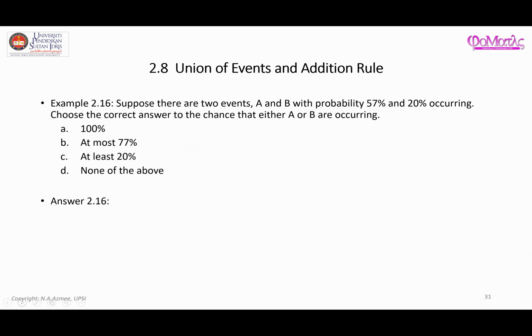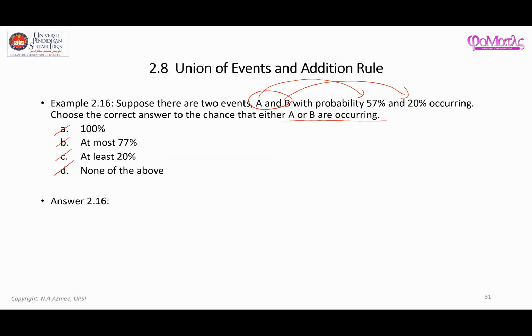Okay, all right, now let's look at this question here. Suppose there are two events, A and B, with the probability of A occurring is 57% and B occurring at 20%. So choose the correct answer to the chance that either A or B are occurring. So is it A, B, C or D? So this is the multiple choice question, and maybe this is the part where you want to pause the video for a while and try to answer this question on your own. And then later on, you can compare your answer with mine, okay?